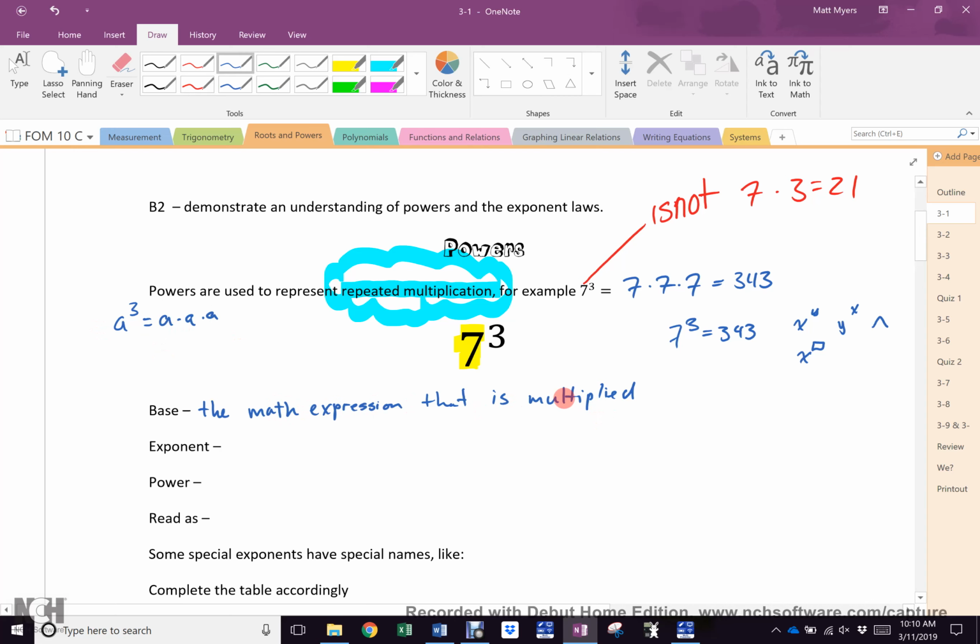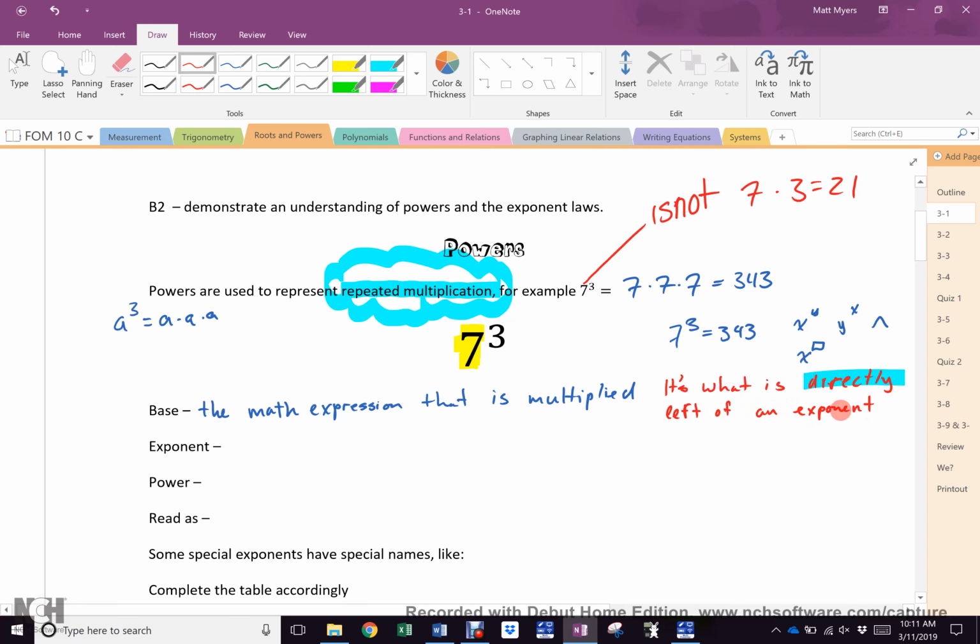The base, the math expression that is multiplied. That's what the base is. Now, in a different color, I'm going to remind you of something. It's what is directly, and please underline, or make a cloud around it, highlight it, I don't care, that word, directly, left of an exponent.